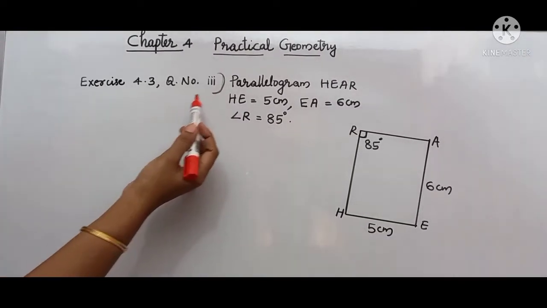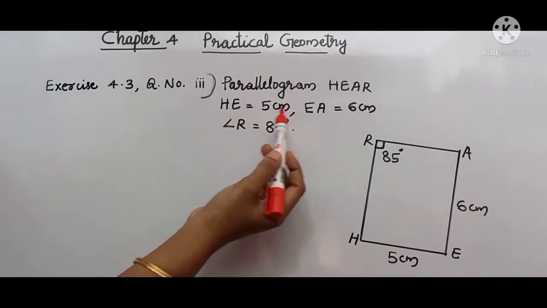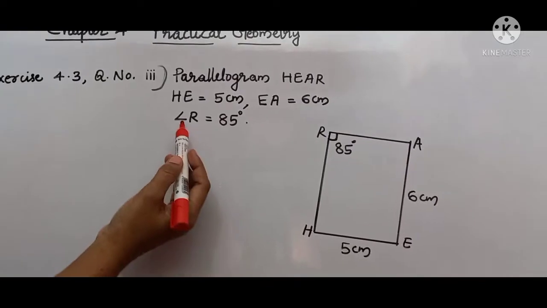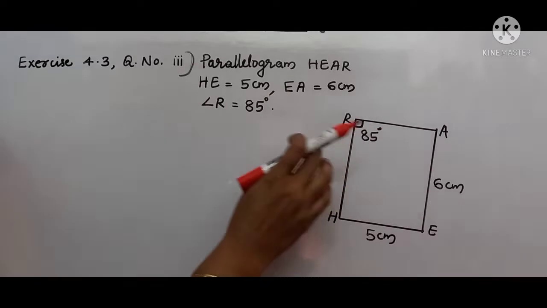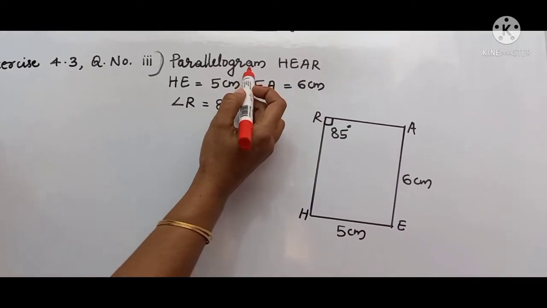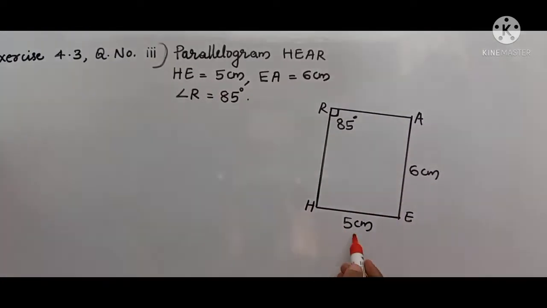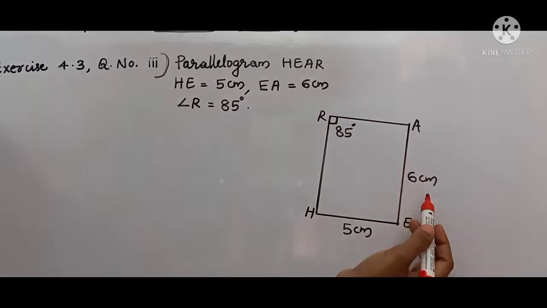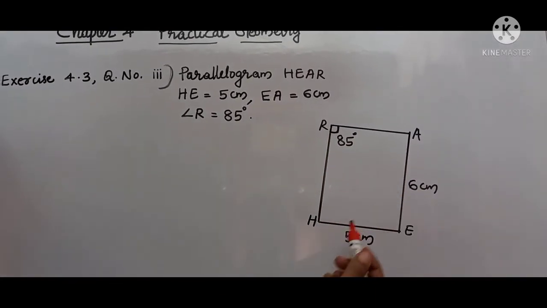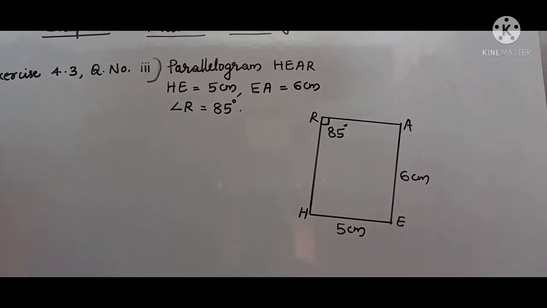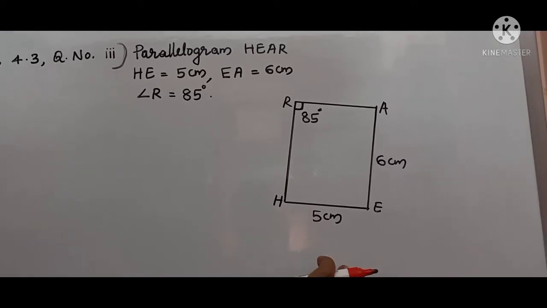Next our question is construct parallelogram HEAR where HE is equal to 5 centimeter, EA is equal to 6 centimeter, angle R is equal to 85 degree. Here I have drawn this parallelogram, and because it is given as a parallelogram itself, we can draw the shape of a parallelogram. The measurements given are HE 5 centimeter, EA 6 centimeter, angle R 85 degree. So this is not enough for us. We have to apply the properties of a parallelogram. What two properties do we have to apply here?